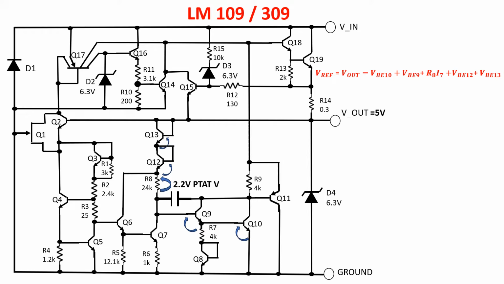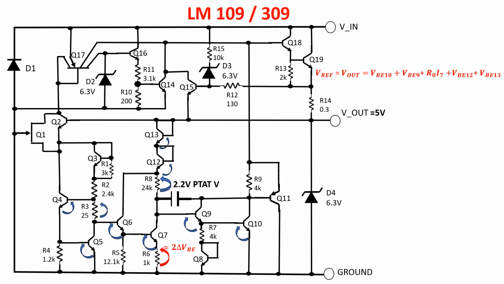The current I7 is created by the voltage drop on R6 in this way: VBE5 plus VBE4 minus R3 times I5 minus VBE6 minus VBE7 equals to around 2 delta VBE. This voltage drop is produced by the difference of two base emitter junctions with high density of current, VBE5 and VBE4, and two base emitter junctions with a low density of current, VBE6 and VBE7. So this is a PTAT voltage, and dividing by R6 we get the PTAT current I7.